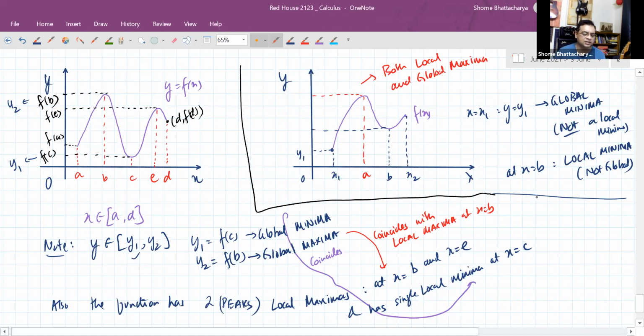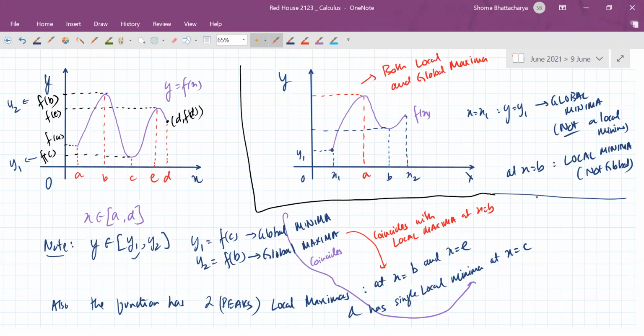What matters is that the graph of the function, if it is peaking at a point, then there is a local maxima at that point. If it is dipping at a point, then there's a local minima at that point. And a function can have any number of peaks and dips, and any one of them may or may not be the global maxima, or may not be the global minima.